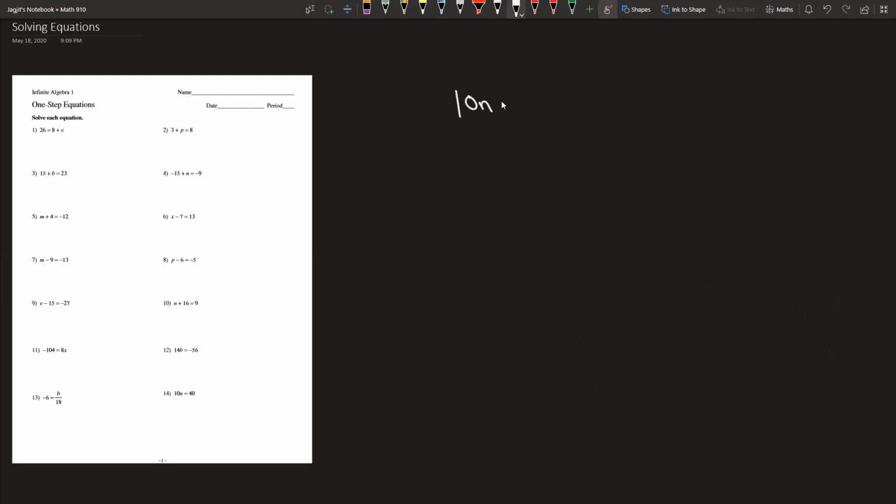10n is equal to 40. So if I want to solve for n, what would I do? I would divide both sides by 10. This cancels. So what's your n equal to? 40 divided by 10. What's 40 divided by 10? 4. Right? Pretty simple stuff. Okay, good.